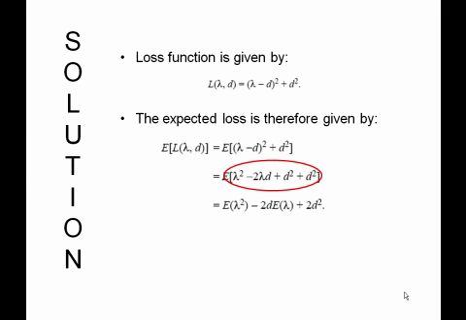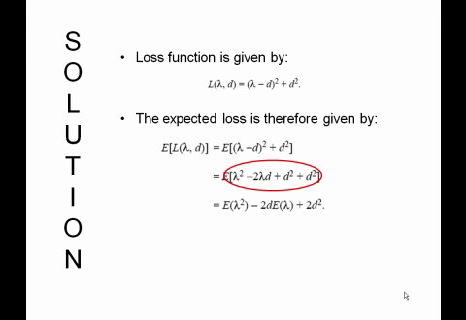And then, in the second step, we expand this formula. Lambda minus d all squared is the same as lambda squared minus 2 lambda d plus d squared. And then we have to add on another d squared. Rewriting that, remembering that lambda is what we're trying to find, d is known, d is the estimate, we can expand this to be the expectation of lambda squared minus 2d times the expectation of lambda plus 2d squared.